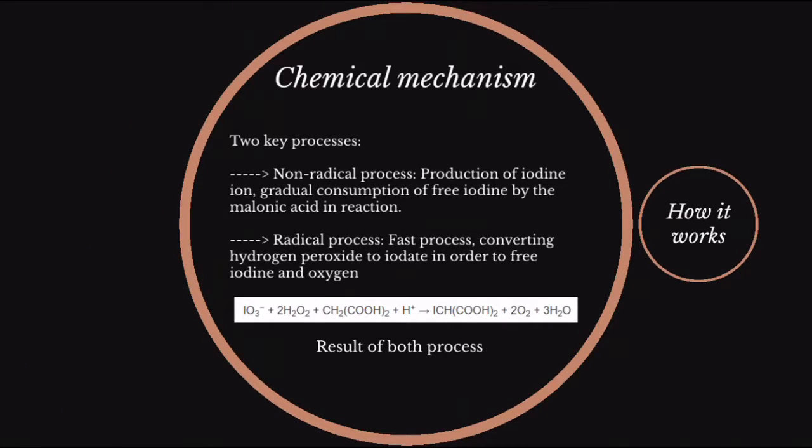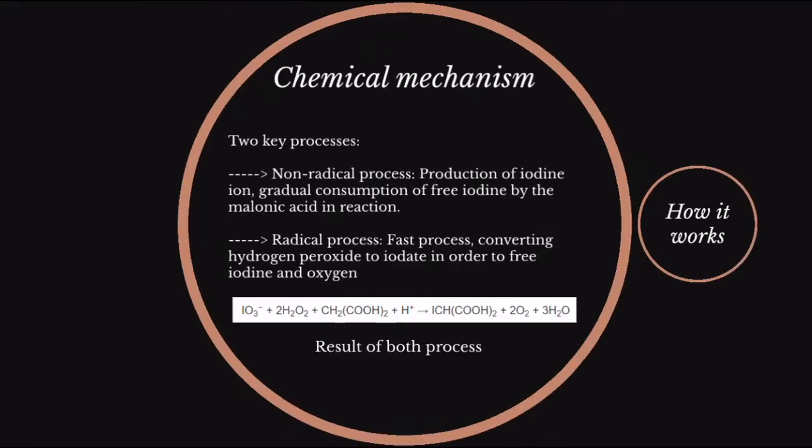Non-radical process: the slow consumption of free iodine by malonic acid substrate in the presence of iodate. This process involves intermediate production of iodide ion. Radical process: a fast autocatalytic process involving manganese and free radical intermediates, which converts hydrogen peroxide and iodate to free iodine and oxygen. This process also can consume iodide up to a limiting rate.